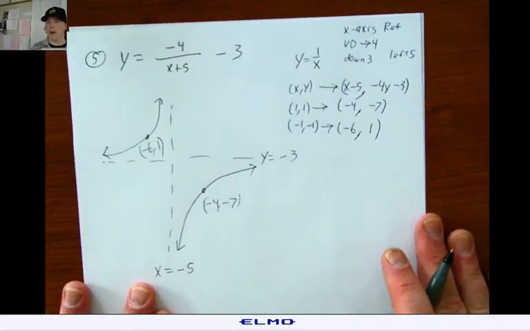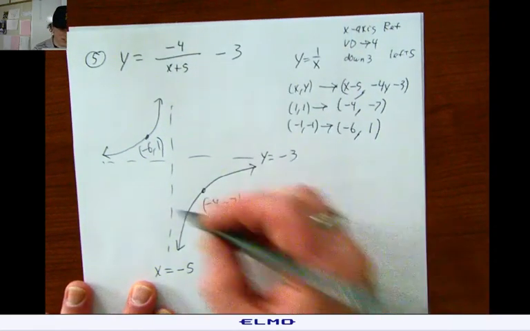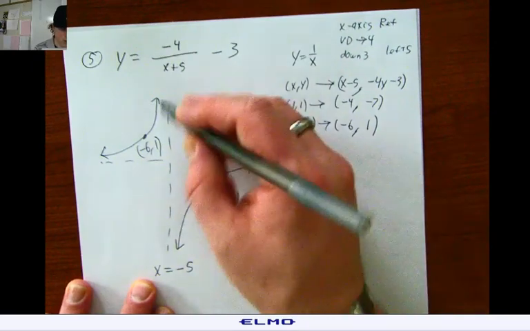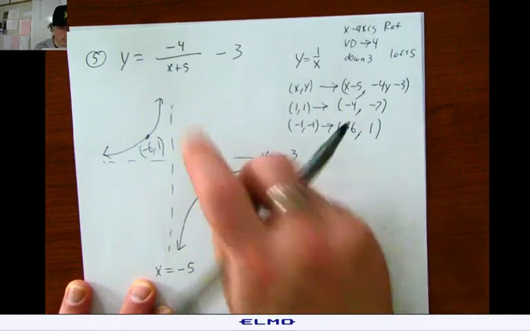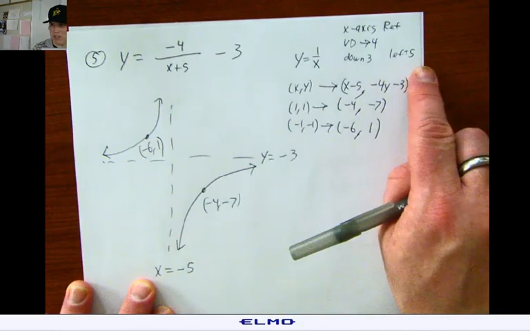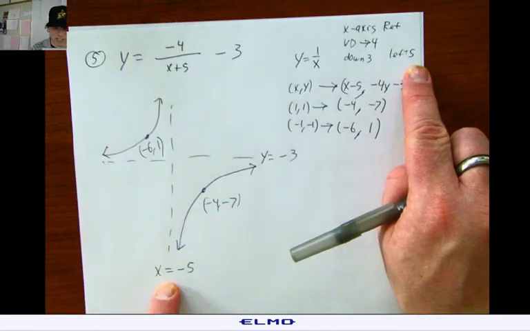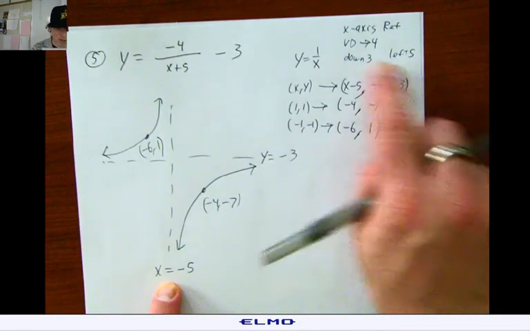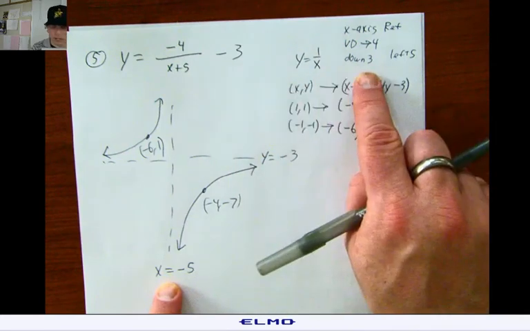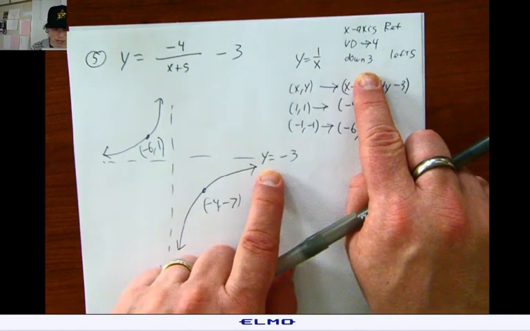All right, if you're using graph paper, think about it this way. You put in the vertical, you put in the horizontal asymptotes. Because of x plus 5, you know it's going left 5, so you put this in at x equals negative 5. Because of this minus 3, you know it's going down 3, so you put this at y equals negative 3.